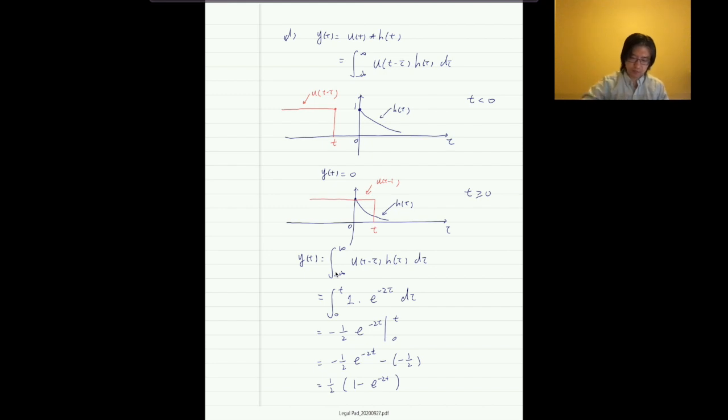And we can write down y of t equals 0 when t is less than 0, and when t is bigger than or equal to 0, we have half times 1 minus e to the negative 2t. Okay, and we can write this in a simple form by using u of t, so that equals half times 1 minus e to the negative 2t times u of t. Okay, very good. So now let's try to sketch it.